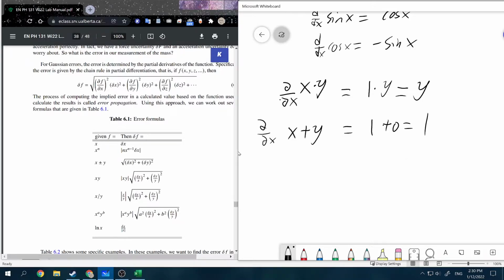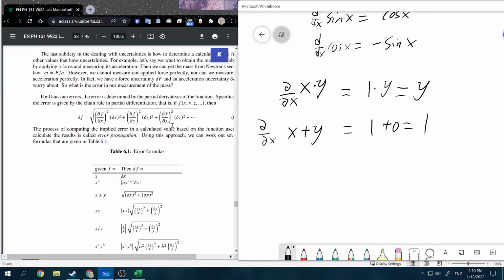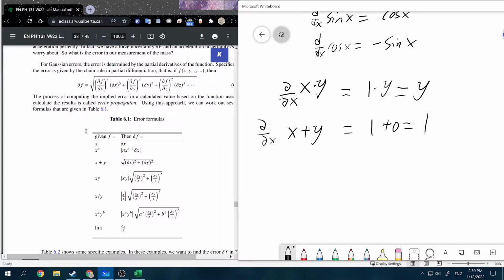So let's do some. In order for you to find your uncertainties, you use this master equation, so you have to use partial derivatives. For example, let me apply this x, using the master formula here. So we already know that the partial derivative of f with respect to x is 1.